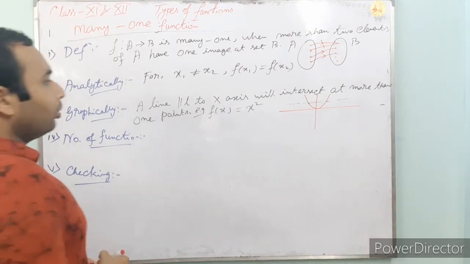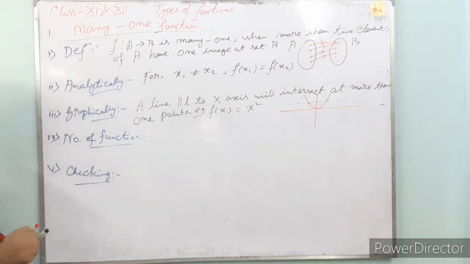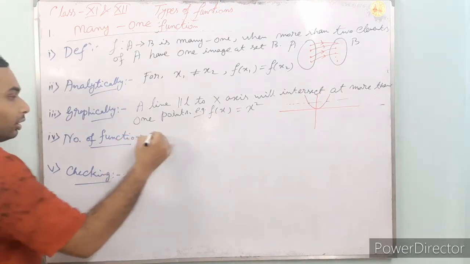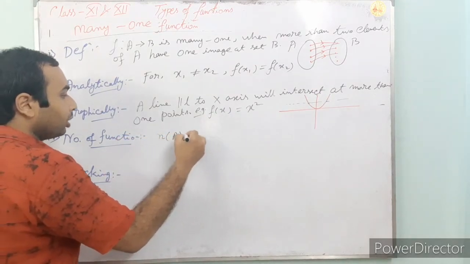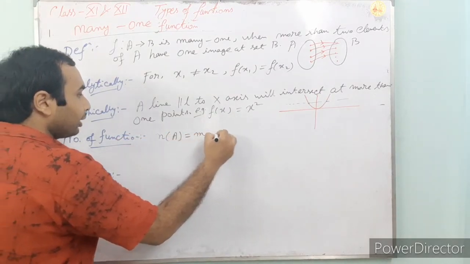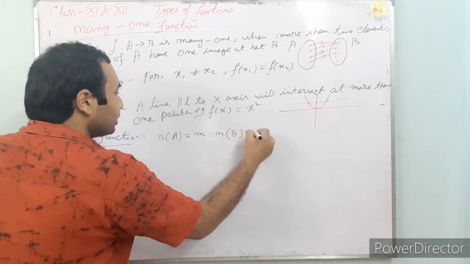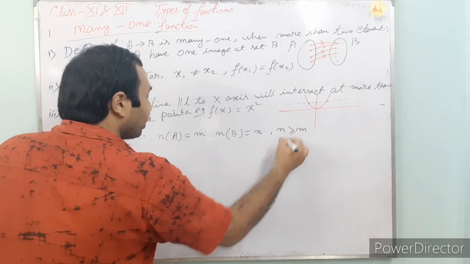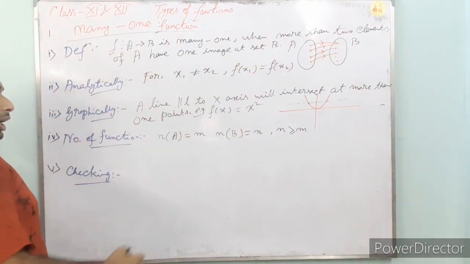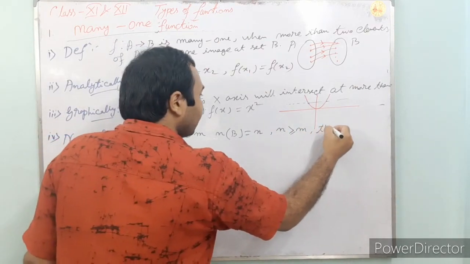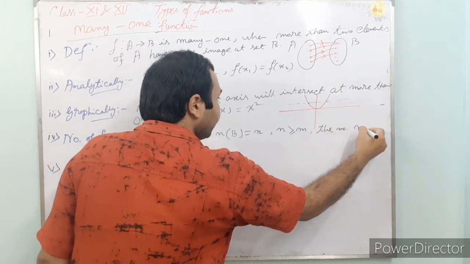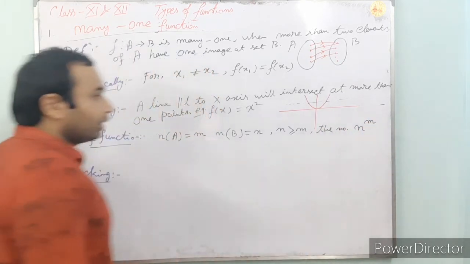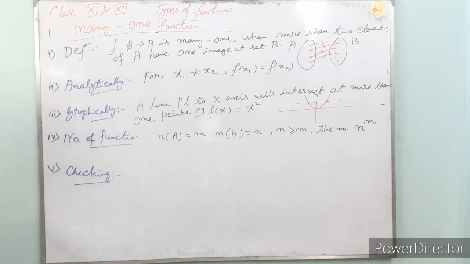Okay. Now the number of functions. Actually same thing: cardinality of A is m and cardinality of B is n, where n is greater than or equal to m. Then the number of many to one functions will be n to the power m.